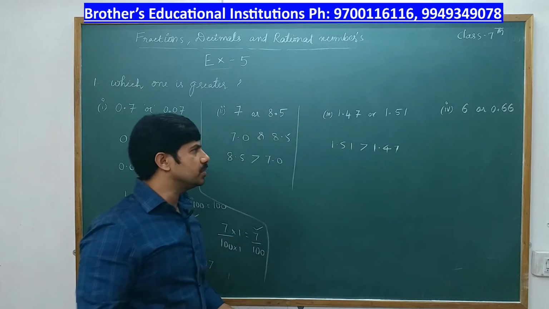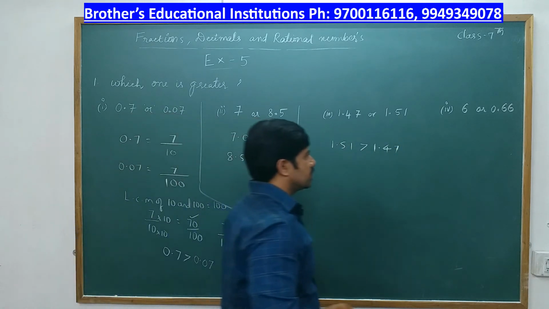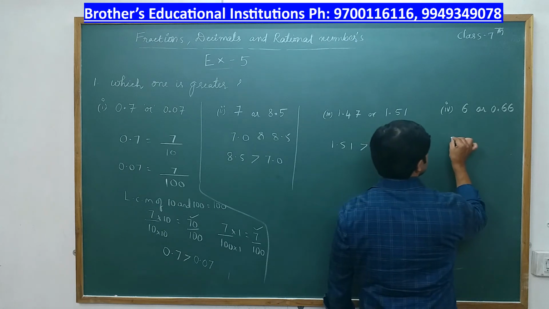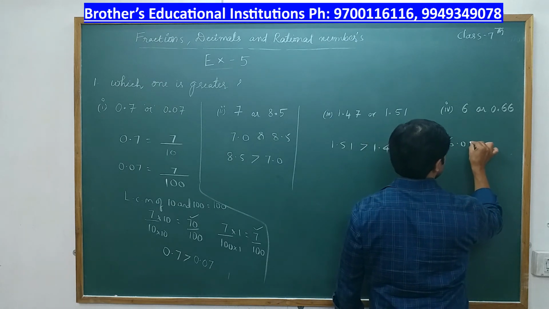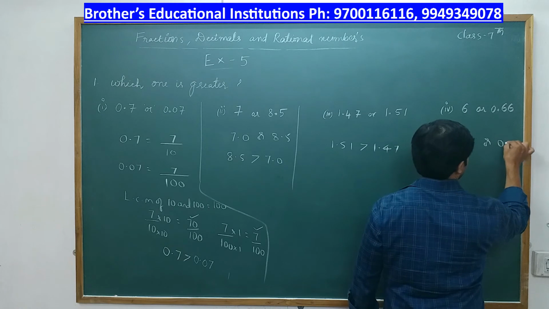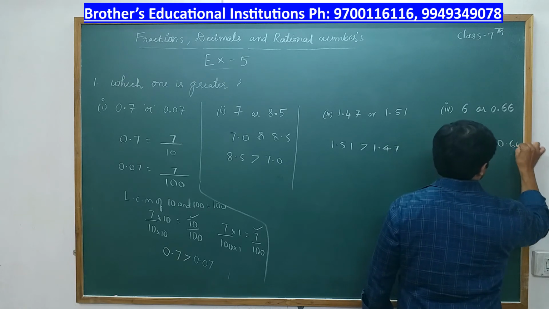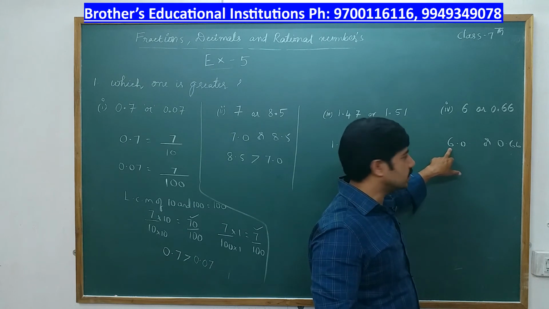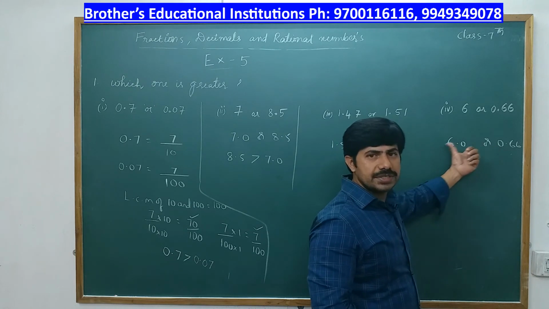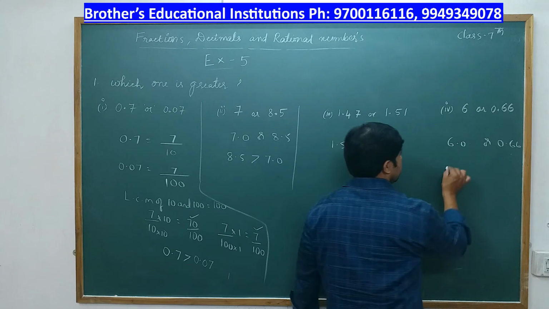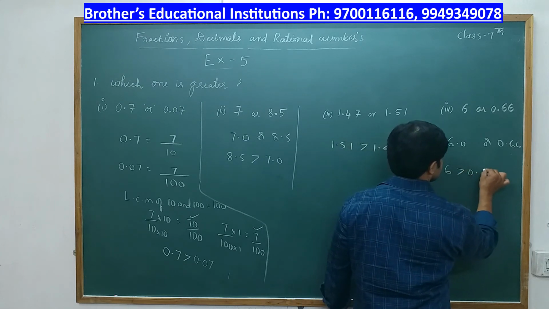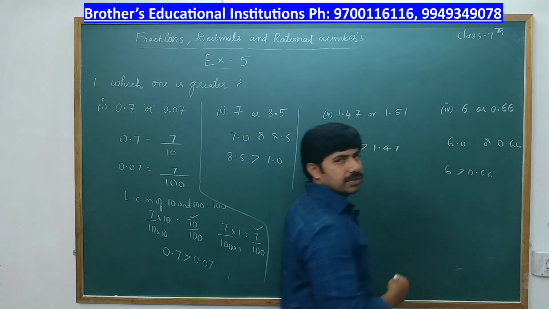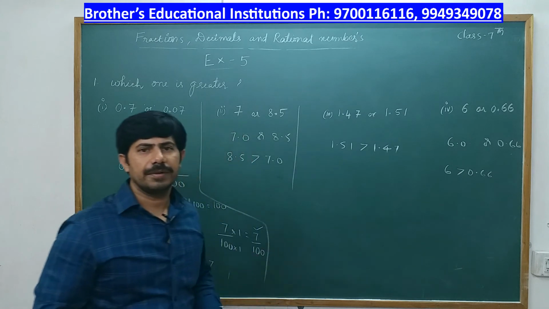Okay, nothing to do, easy problem. Now here we have 6. So normal problem. 6 means you can write 6.0 or 0.66. Okay, so here the first whole number we have is 6 and here it is 0. So clearly 6 is greater than 0. So we say 6 is greater than 0.66. Okay, so this is completed.